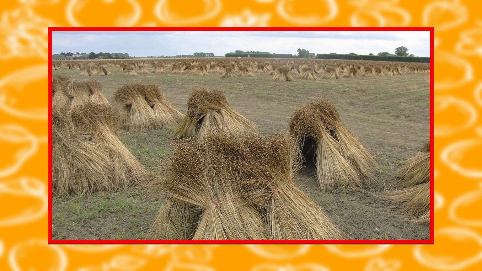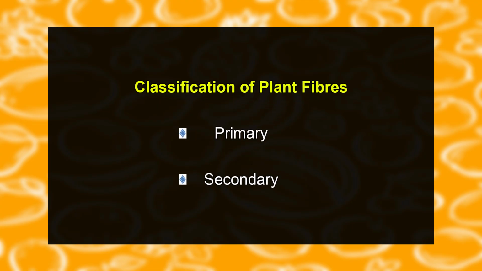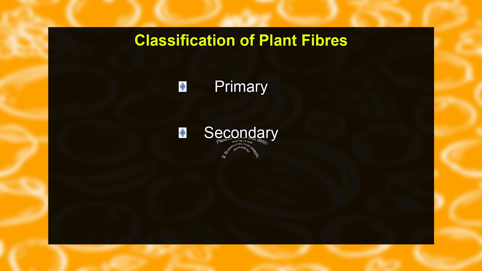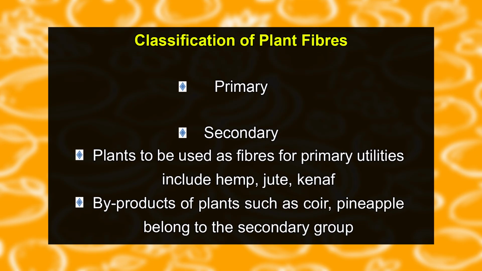Fibers from plants can be in the form of hairs, such as cotton, kapok, or hard fibers such as in coir, sisal, and fiber sheaves such as in flax, hemp, and jute. Depending on their utility, the plant fibers are classified as primary and secondary. Plants to be used as fibers for primary utilities include hemp, jute, kenaf, while the byproducts of plants such as coir, pineapple belong to the secondary group.